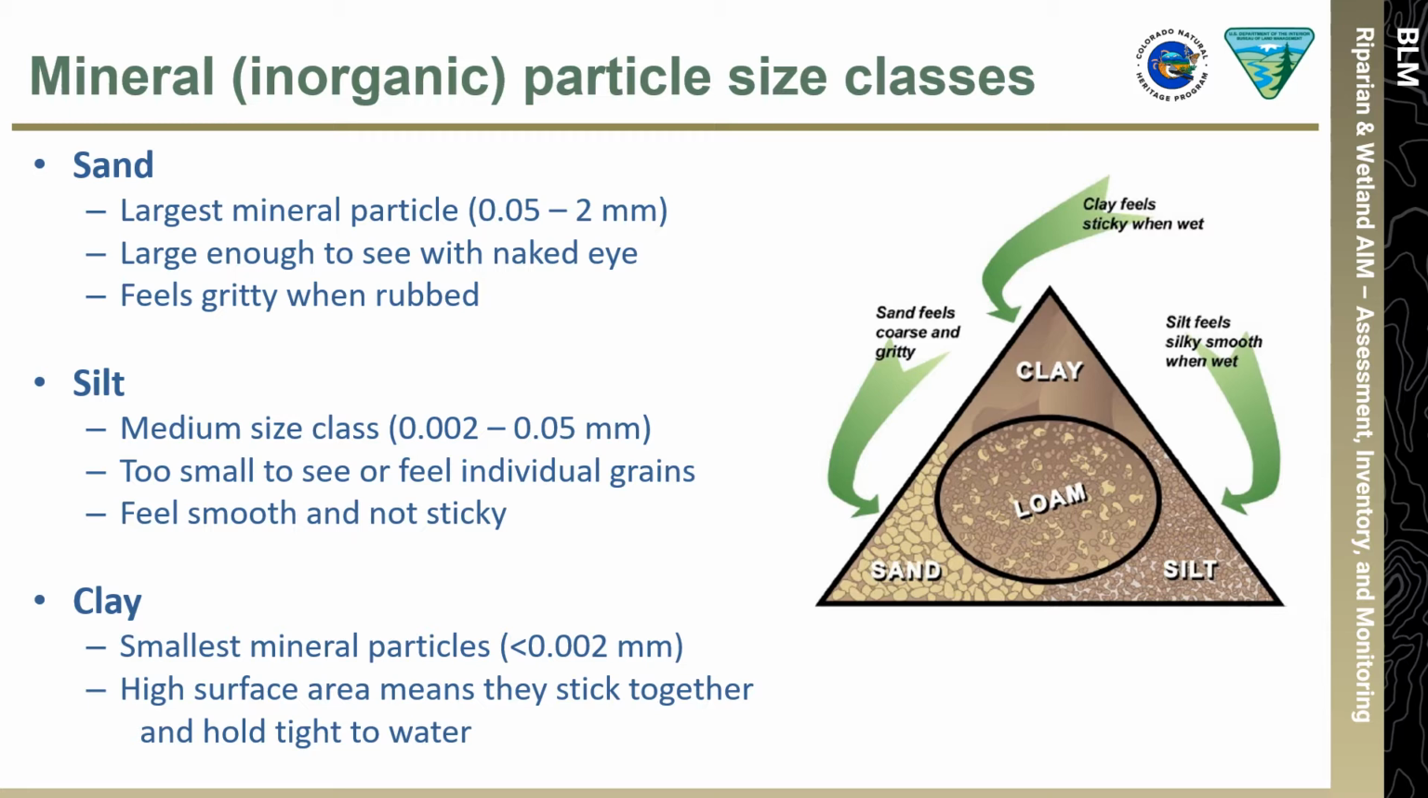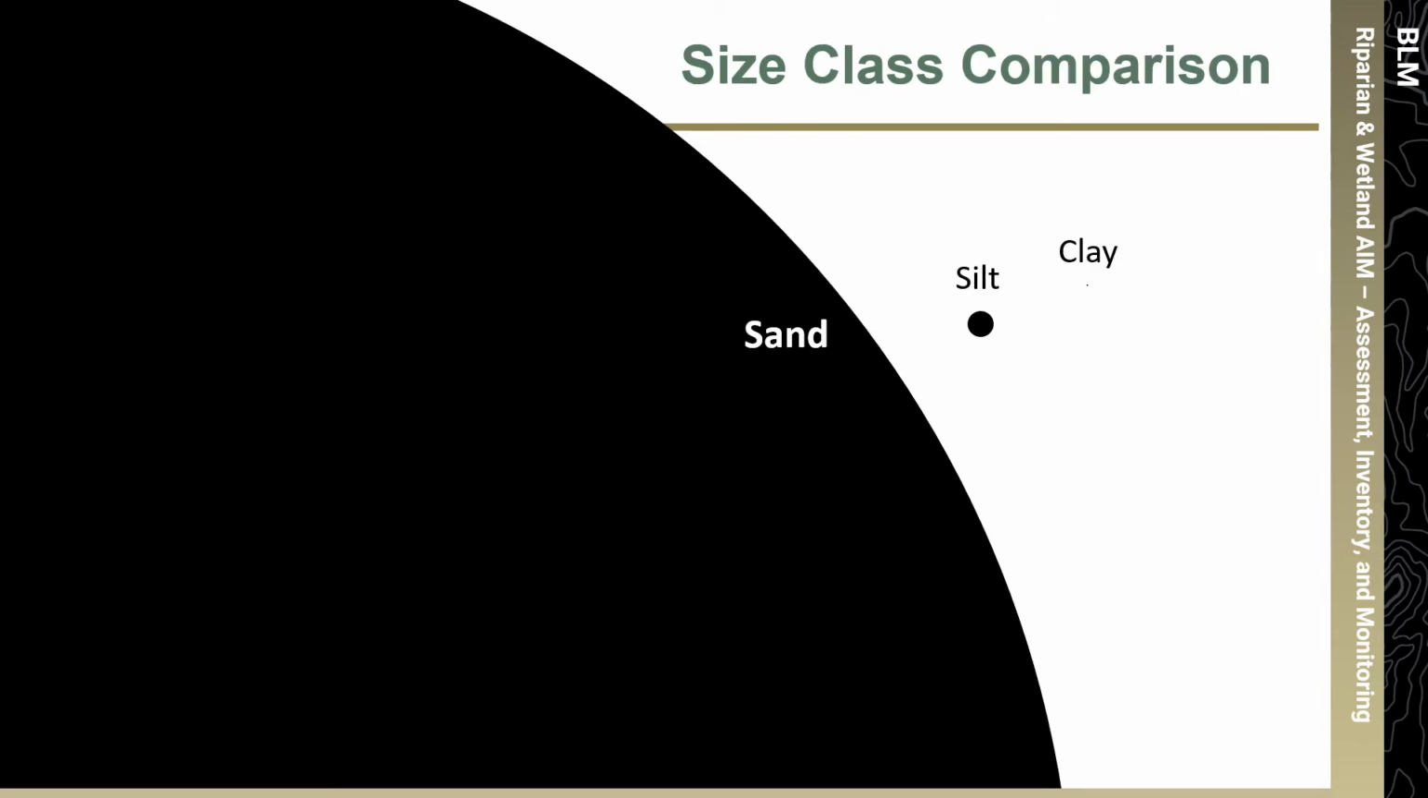Finally, the smallest size class is clay, covering any particle smaller than 0.002 millimeters. In contrast to sand, clay has an extremely high surface area, meaning soils with high clay content tend to hold on tight to water and nutrients. When rubbing clay in your hands, it will feel sticky and dense. To give a visual comparison of the relative size of these classes, this image shows how much smaller clay particles are when compared with sand.